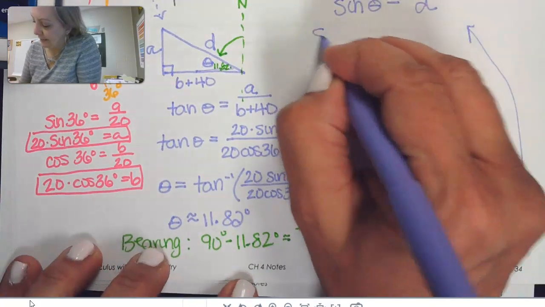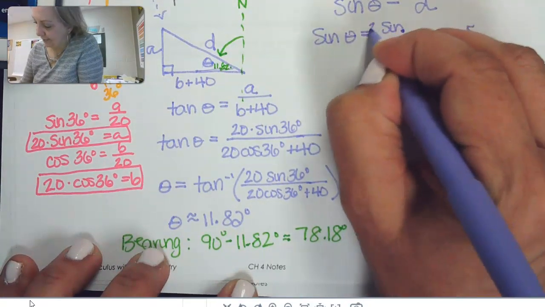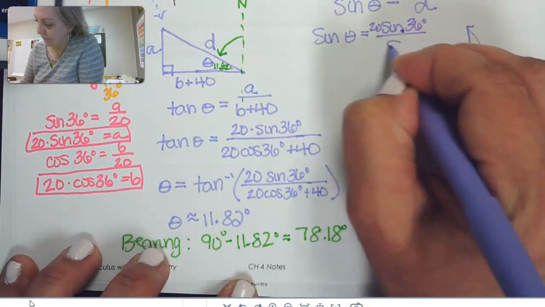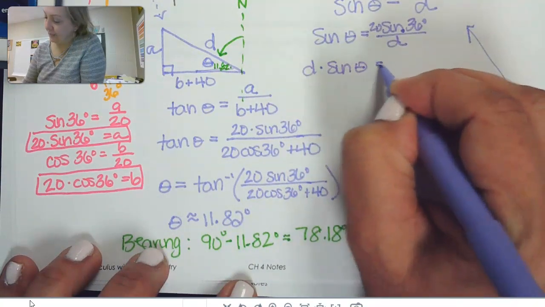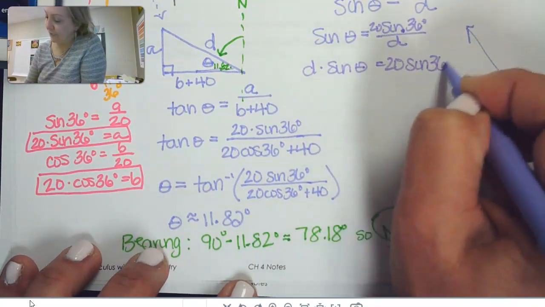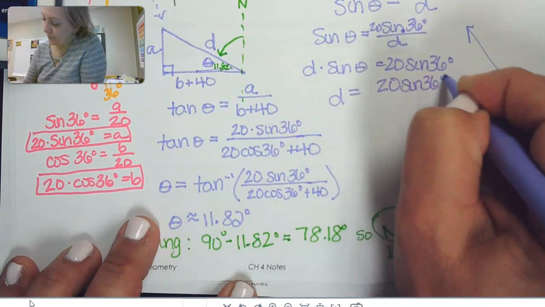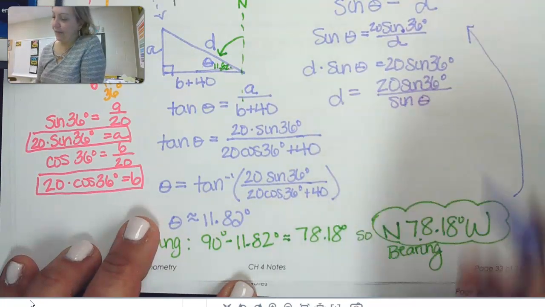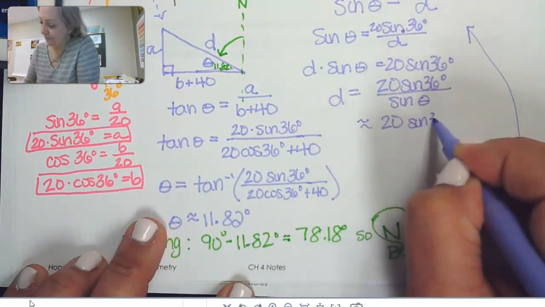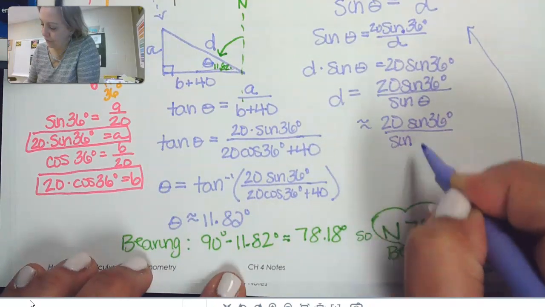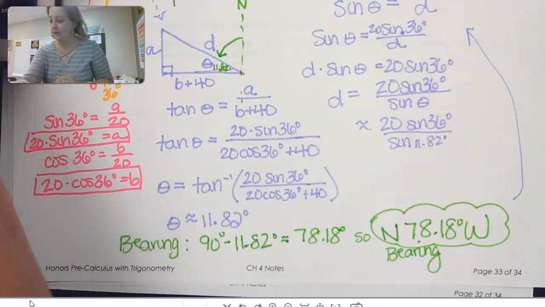So I know that the sine of theta equals 20 times the sine of 36 degrees over D. So D times the sine of theta is 20 times the sine of 36 degrees. So my distance would be 20 times the sine of 36 degrees over the sine of theta. And remember, my theta, I should say, was about 11.82 degrees.